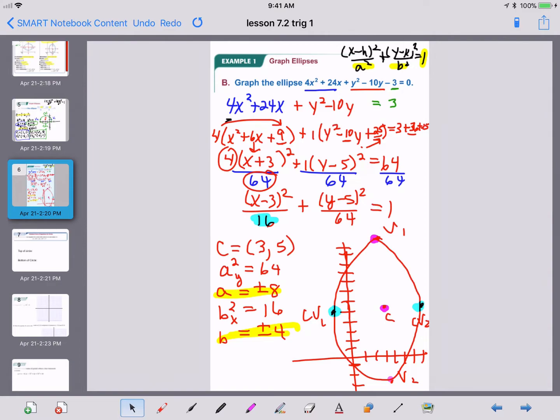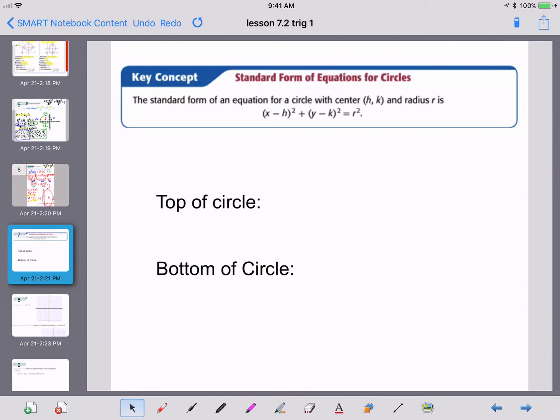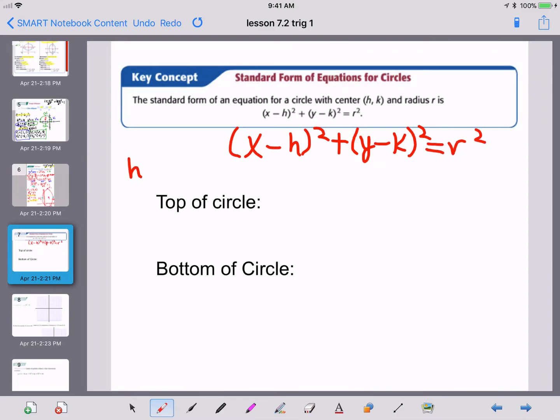Now let's talk about some circle stuff. Here is the standard form of a circle. I'll write it a little bigger for you. Where h, k is our center and r squared gives us r, which is our radius. Sometimes in a calculus class you want to split the circle in half, so I just wanted you to see that equation for future reference.